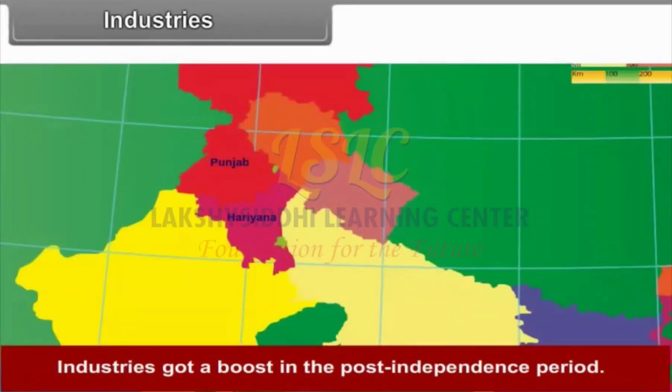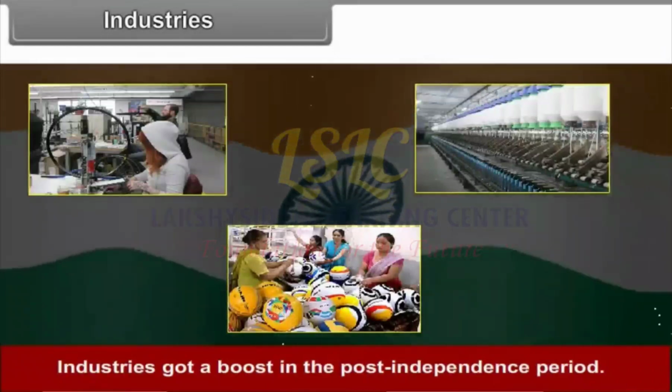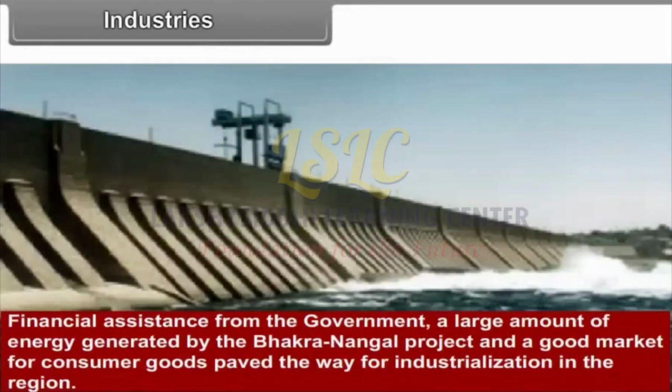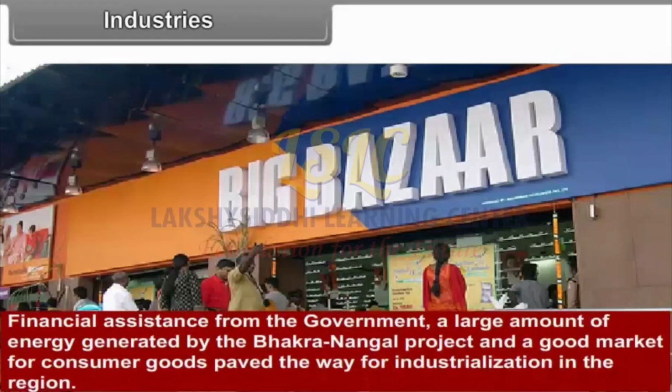Industries got a boost in the post-independence period. Financial assistance from the government, a large amount of energy generated by the Bhakra Nangal project and a good market for consumer goods paved the way for industrialization in the region.